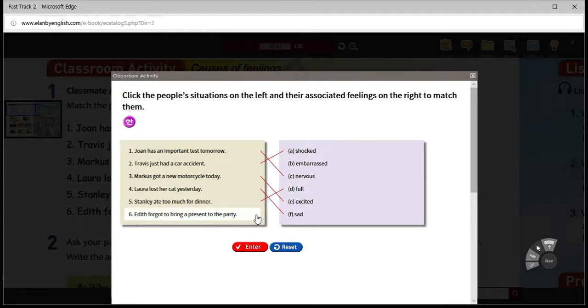And that leaves 1. Edith forgot to bring a present to a party. How embarrassing. It's an embarrassing thing. She feels embarrassed. Okay, good. Okay. Those are all correct. Good. Okay, so I assume you got the same one. You can do it again if you want.